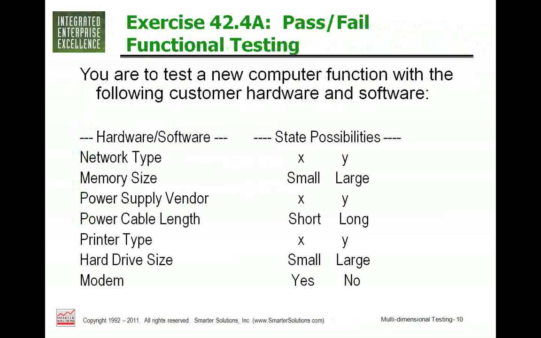So let's look at a particular situation. You have to go in and test a new computer function. On the left-hand side, you'll see 7 different factors that we want to consider in this test. Each of those factors can take, in this particular situation, 2 different states. For example, for network, we can have type X versus Y, or we might have a small memory or a large memory. So our job is to test this particular function.